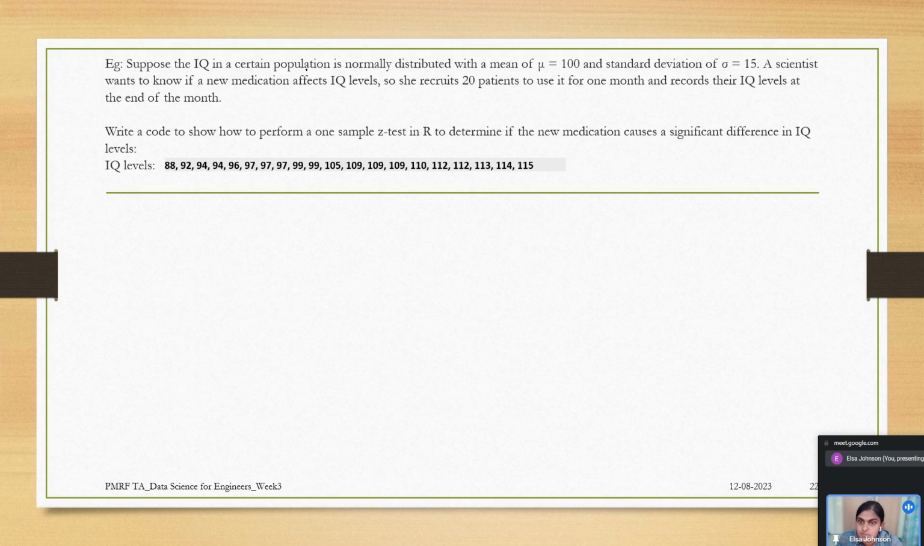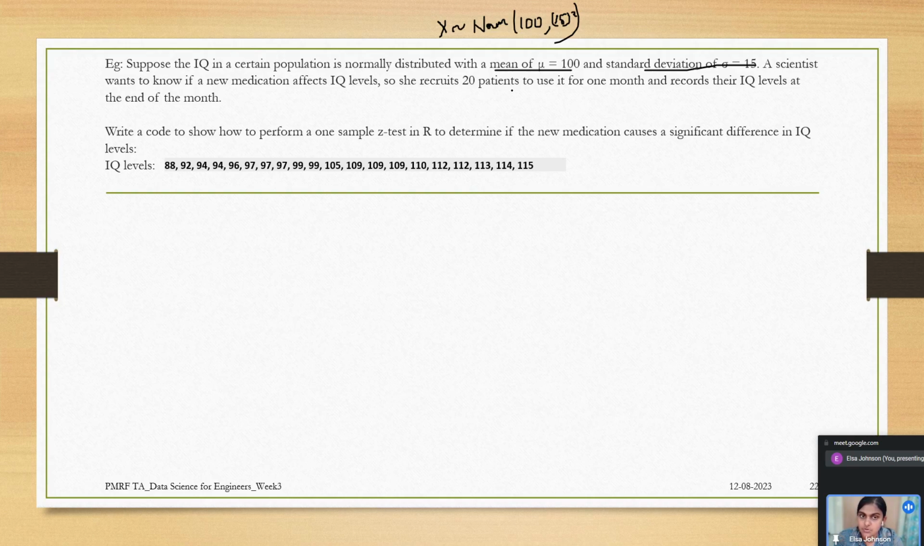Suppose the IQ of a certain population is normally distributed. So this is how it was written. For a certain population, X was normally distributed with mean of 100 and standard deviation of 15, or 15 squared as the variance. Usually you will say mean of mu and standard deviation this much, or mean and variance. A scientist wants to know if a new medication affects IQ levels.